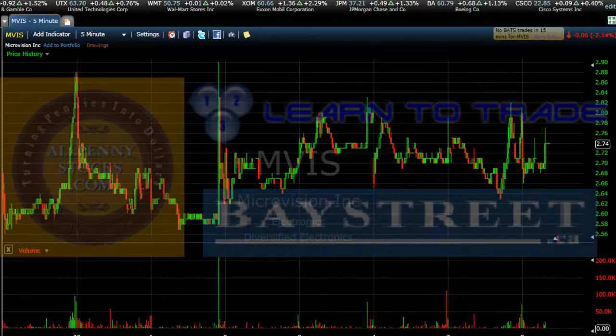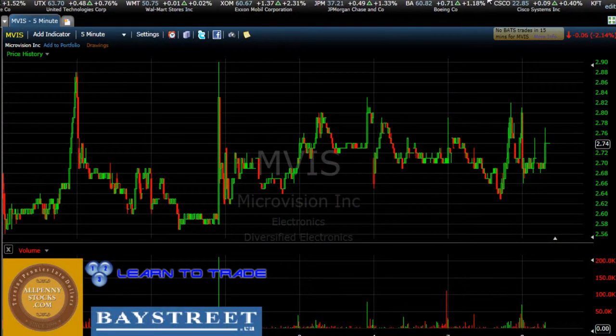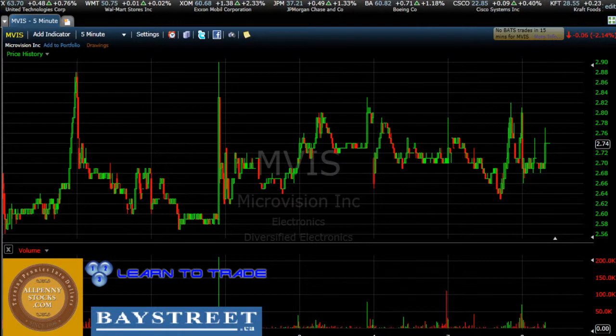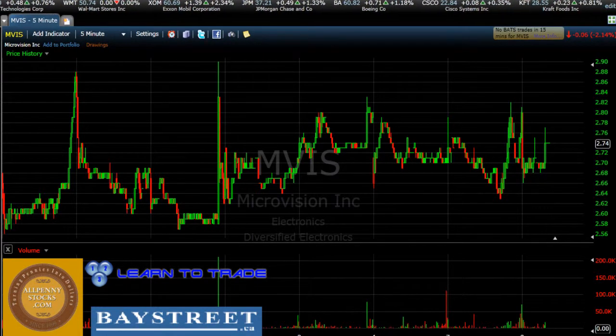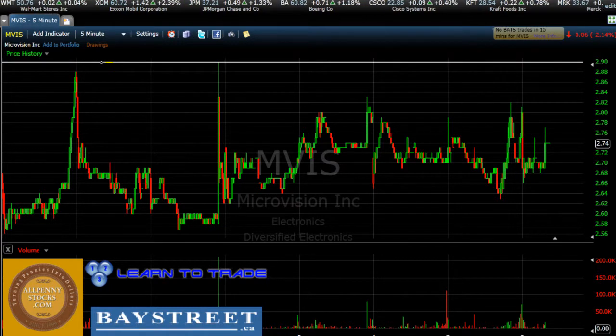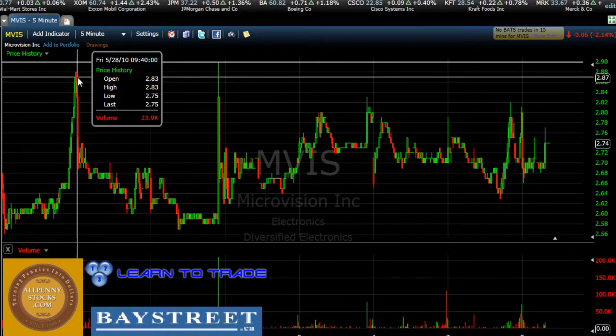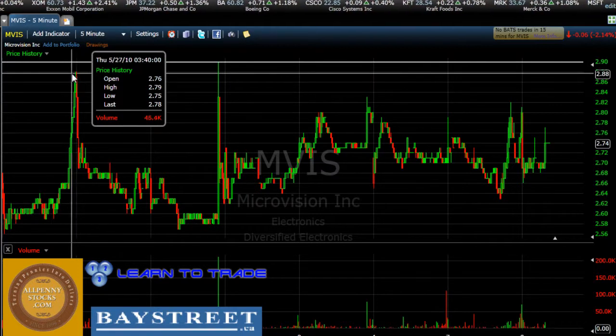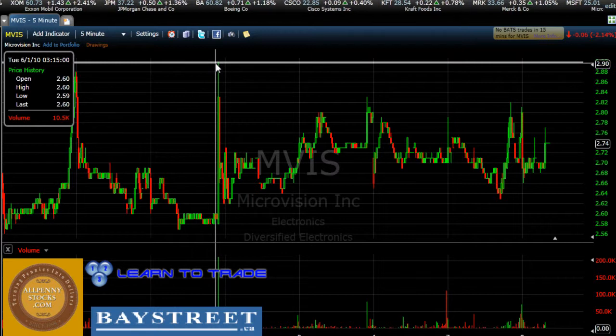Right now we're taking a look at the 5-minute chart of MVIS going back approximately 10 days or so. There's a couple main areas that we're going to talk about on this chart. The first one being the high of this chart, an area of resistance occurring around the 290 area. We can see that we ran up to this area two times, once on the 28th and the second time on the 1st of June.